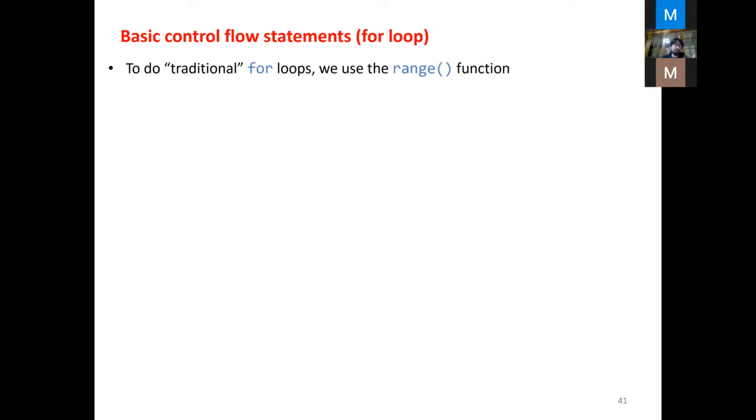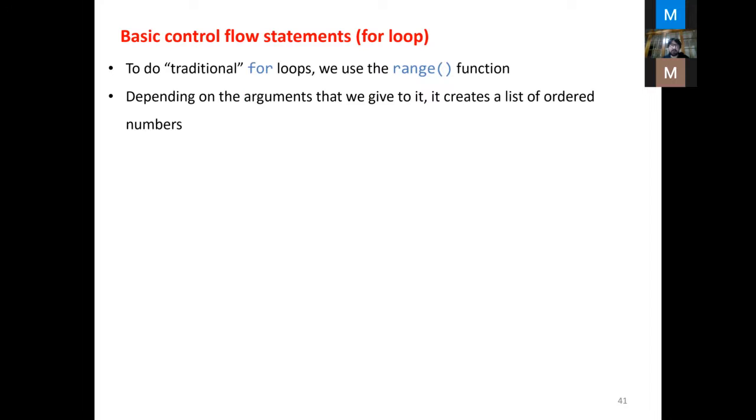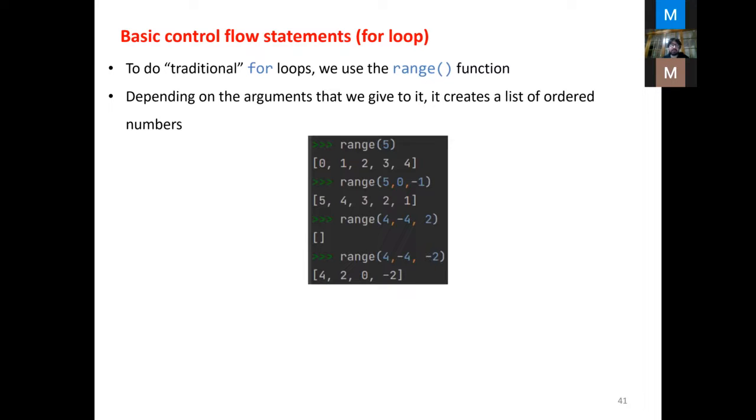So if we want to do, let's say, a traditional for loop, from a certain value to another value, we can use a range function. Depending on the arguments that you give to the range function, it gives you a list of ordered numbers. For example, if you do range 5, it will create a list of 5 elements starting from 0, because Python is a 0 index language. So this is 0, 1, 2, 3, 4.